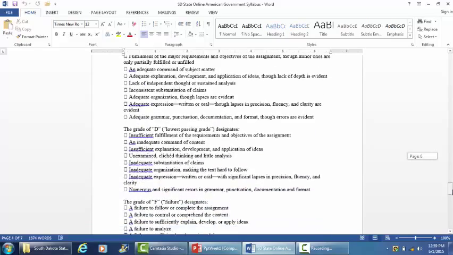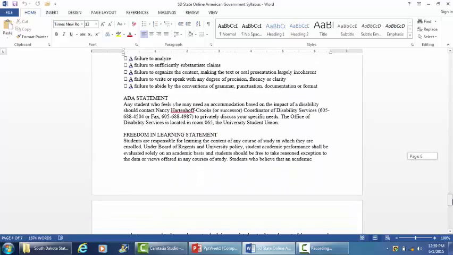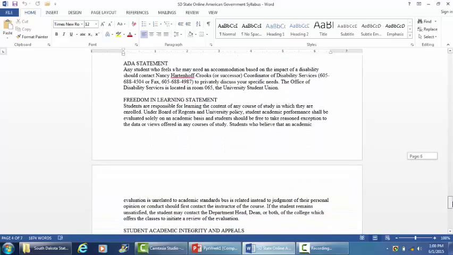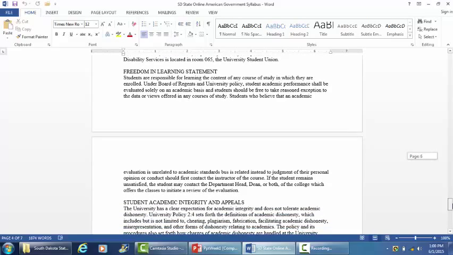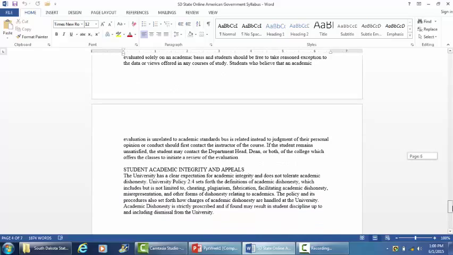So down below are our expectations of grades: grade A, grade B, okay, C and D, and F. We hope no one gets those, but those happen. ADA statement: if you need anything disability wise, you can contact the individuals listed at the numbers and contact information in the syllabus, and all those kind of things.